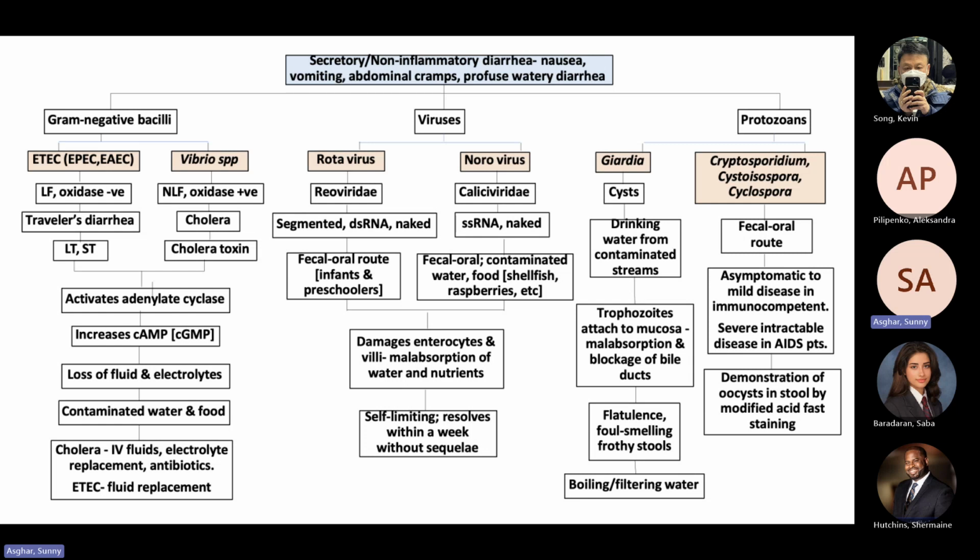So they spread through the water, and then the pathogenesis of the Giardia is that you had the infective form, which was the cyst just over here, and then you have the active form of the protozoa. When they say trophozoites, that's the active form. The active form is going to attach to the mucosa, cause malabsorption, and then cause a blockage of bile ducts, and that's going to cause flatulence and then foul-smelling, frothy stools.